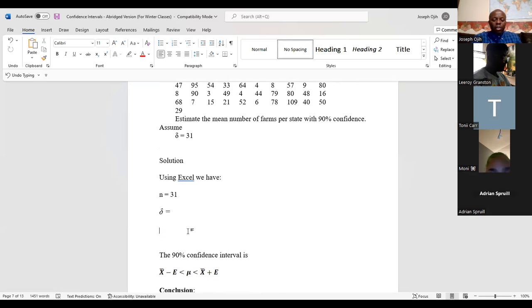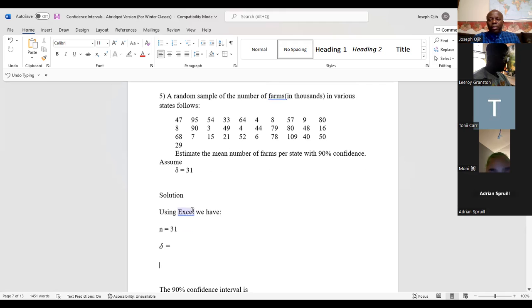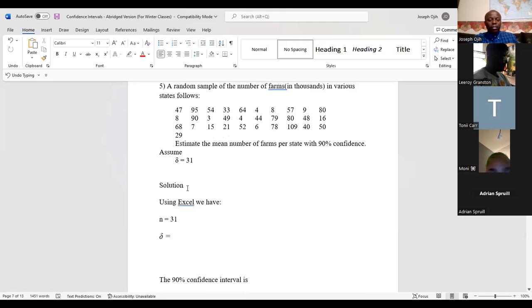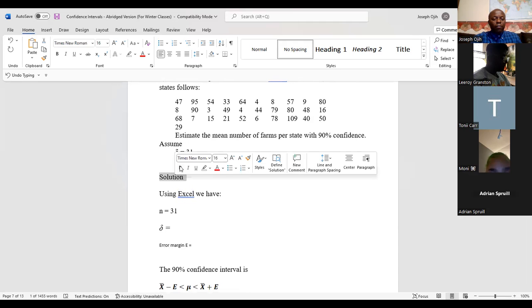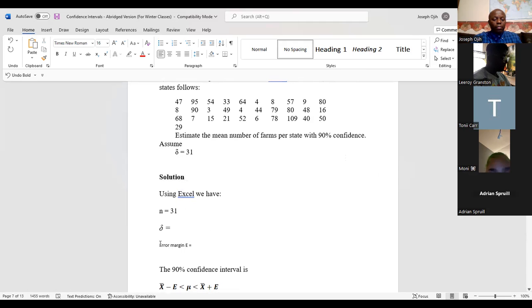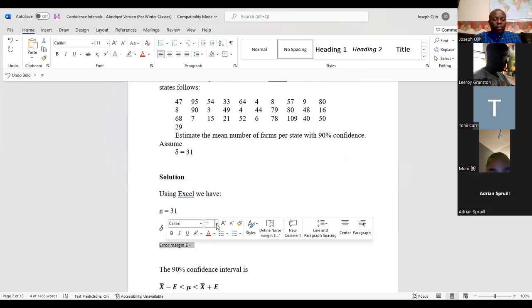Then we need to get the error margin. Since we're going to use Excel, we are not going to worry about Z alpha over 2 now. We put it in Excel. So what we need is the error margin E. We get this in Excel too. Excel will make all this faster.